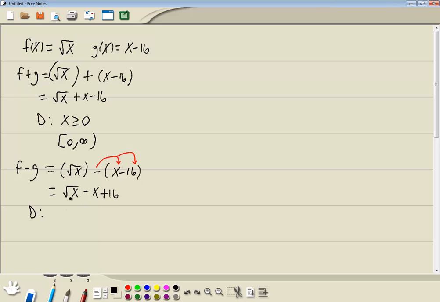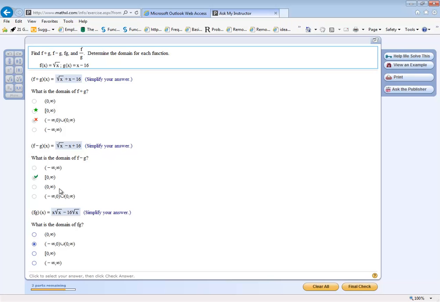Now our domain. Again, when you have a radical with an even index, you take what's underneath your radical and set it greater than or equal to 0 and solve it. Well, this is already solved, so it'll be 0 to positive infinity again.